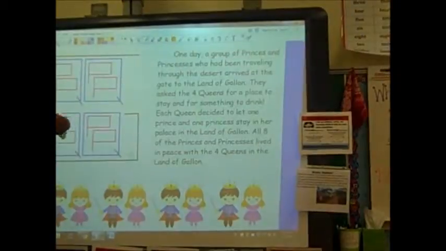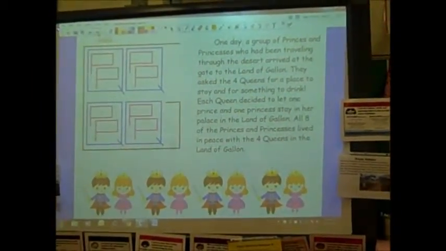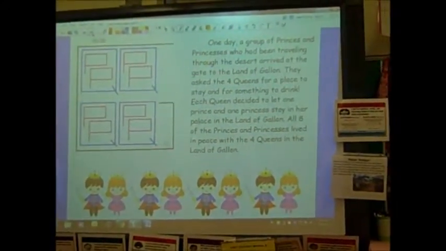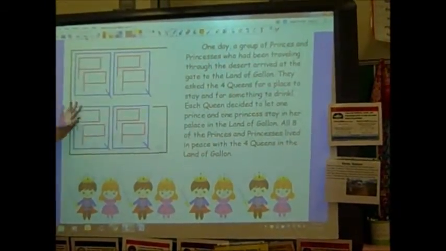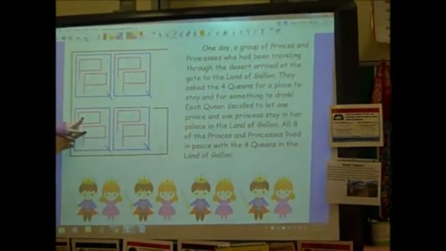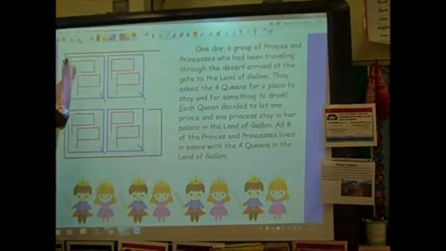Then we move on in the little story, and we say that one day a group of princes and princesses come along, and each queen took in 1 prince and 1 princess to take care of them, which shows us that there are 8 pints inside of 1 gallon, but inside of 1 quart, that's the same thing as 2 pints. So this visual really and truly helps.